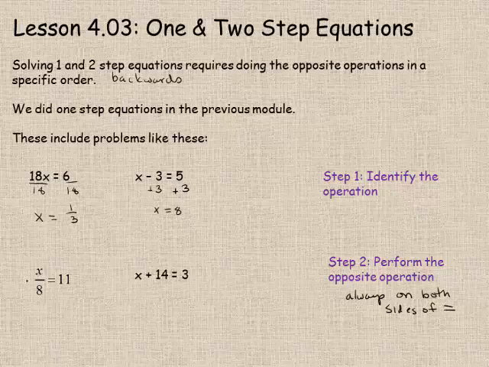Okay, x divided by 8, so the opposite operation is to multiply. These will cancel, and that gives me x is equal to 88. And x plus 14, I'll subtract 14 from both sides to get x is equal to negative 11.